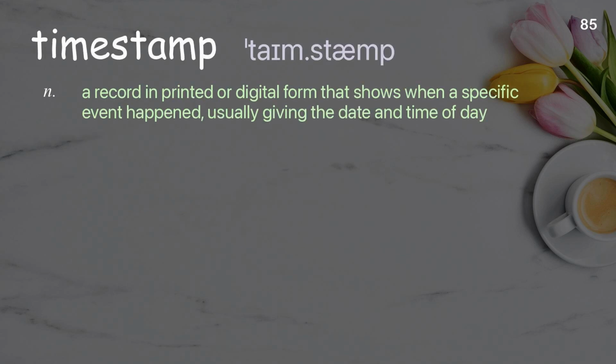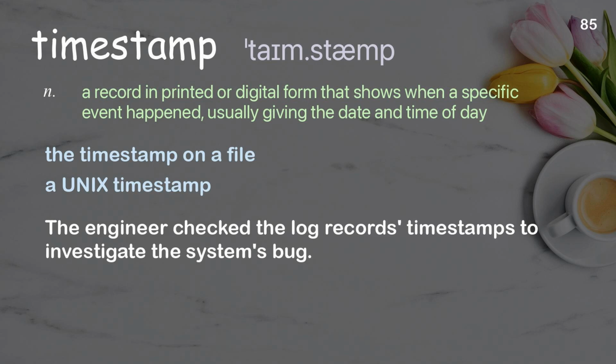Timestamp. A record in printed or digital form that shows when a specific event happened, usually giving the date and time of day. Examples: the timestamp on a file, a Unix timestamp. The engineer checked the log record's timestamps to investigate the system's bug.